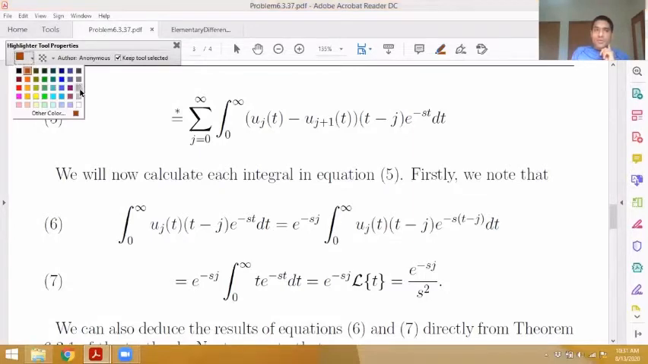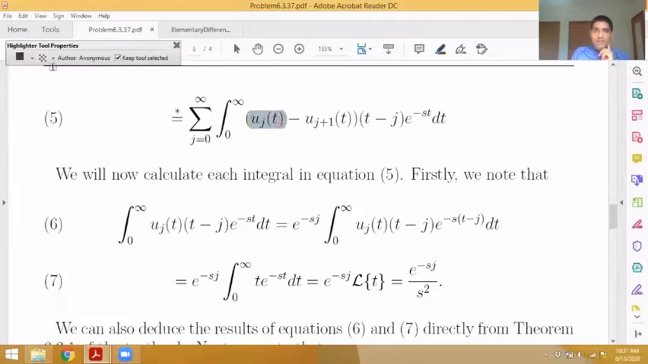These integrals, I'm going to break them up into two pieces. So I'm going to first calculate the piece with uj. So uj of t times t minus j times e to the minus st. I'm going to integrate that. And then I'm going to integrate the other piece, which is negative uj plus 1 of t times t minus j times e to the minus st. So let's go ahead and examine this first piece, which is going to be right here.